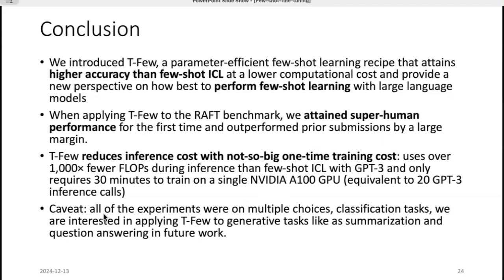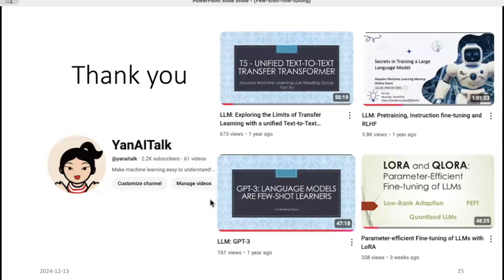The caveat of this paper, as I see it, is that all of these experiments are on multiple-choice and classification tasks. I don't think it has fully explored and evaluated generative tasks, such as summarization and Q&A. This paper also mentioned that they are very interested in using this idea to test more generative tasks. Yeah, thank you. That is for today.